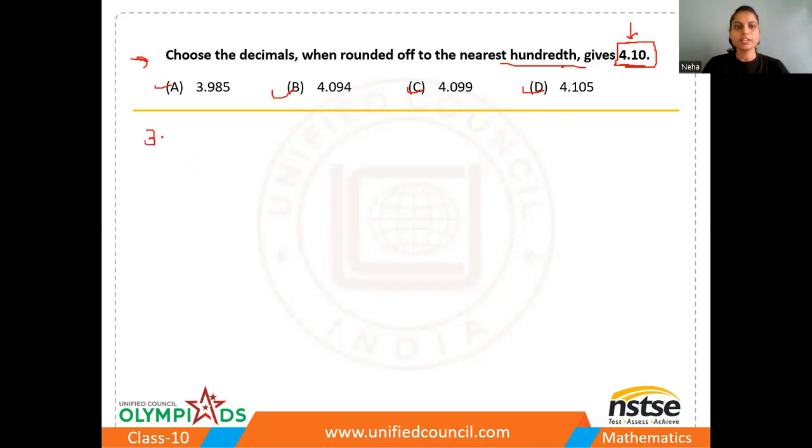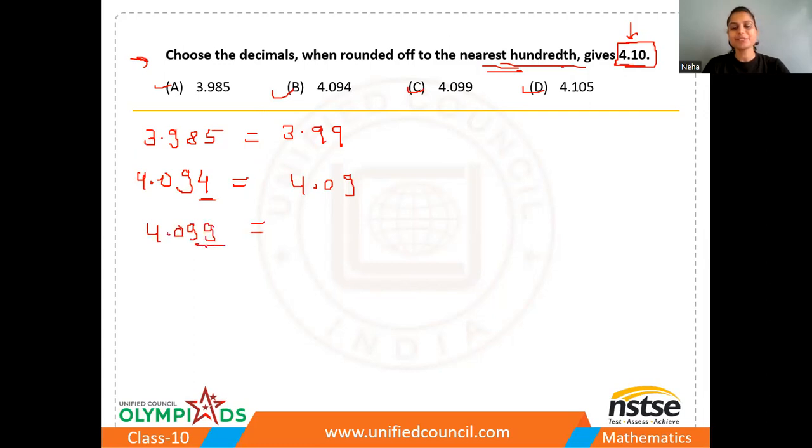The first option is 3.985. When we round it off to the nearest hundredth, the value will be 3.99. The second one is 4.094. When we round it off to the nearest hundredth, it is 4.09, because this digit is 4, which is lesser than 5, so it stays 0.09.